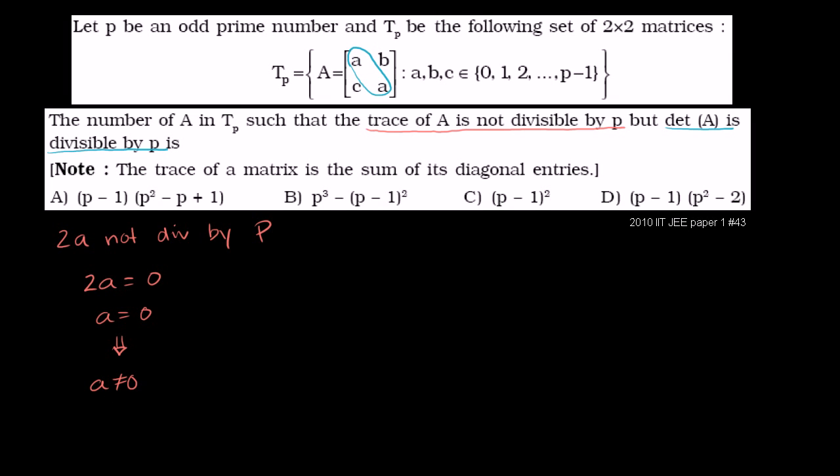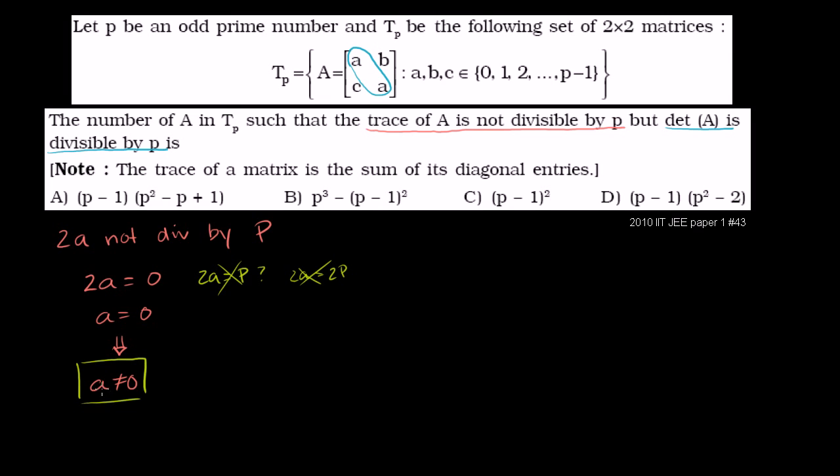And let's think about it. Can 2a become any other multiple of p? Can 2a equal p? Well, if 2a equaled p, then 2 and a would be factors of p, and then p would not be prime. And so we can cross that out. And then 2a can't be equal to 2p. That would make a equal to p, which is impossible, because a can only go up to p minus 1. And you can keep going to higher multiples of p, but that's not possible, because a is smaller than p. So the only constraint that we get from this first sentence, the trace of A is not divisible by p, tells us that a does not equal 0.